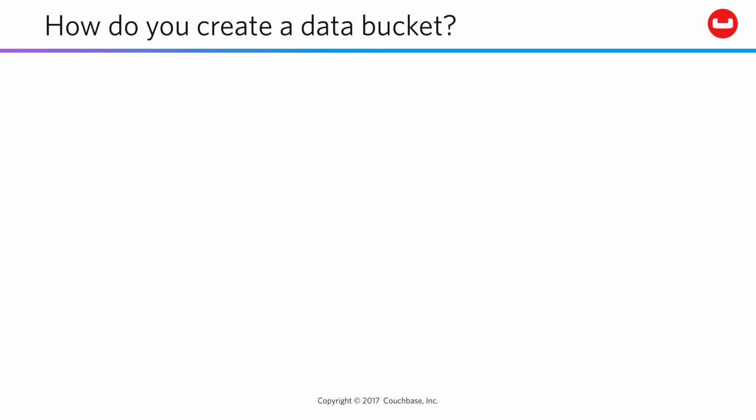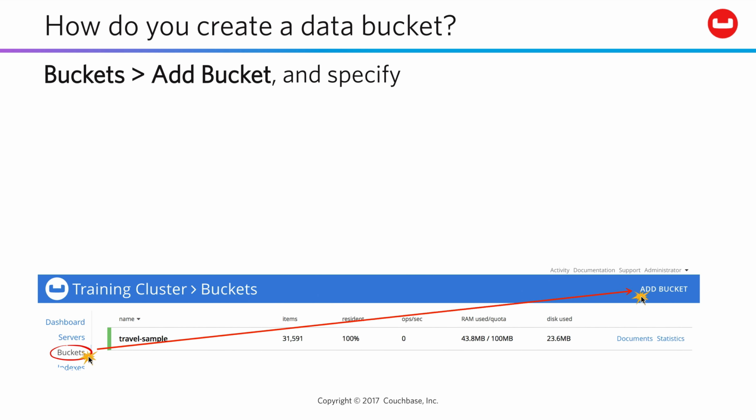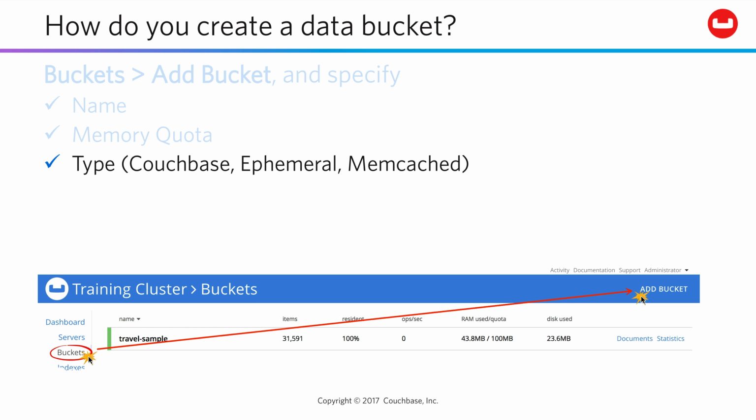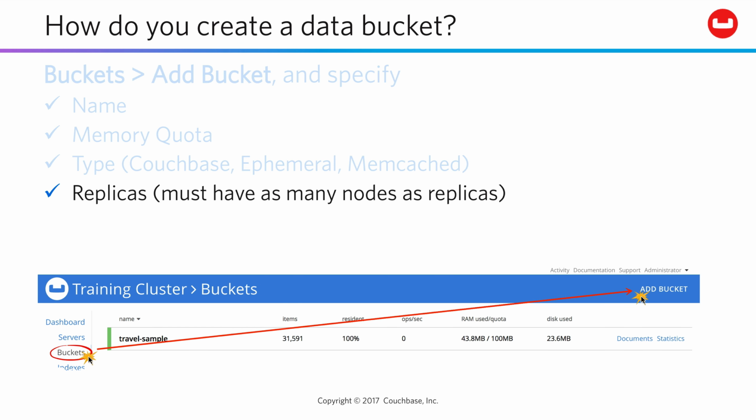Now, adding a bucket to Couchbase is easy. Just click Add Bucket, and then specify the name, the per-node memory quota, the type, whether that is a persisted Couchbase bucket, a non-persisted in-memory ephemeral bucket, or a more limited cache. Then you'll set your replica count, up to 3, remembering that replicas never reside on the same node as their active document, so you must have as many nodes in your cluster as your chosen replica count.